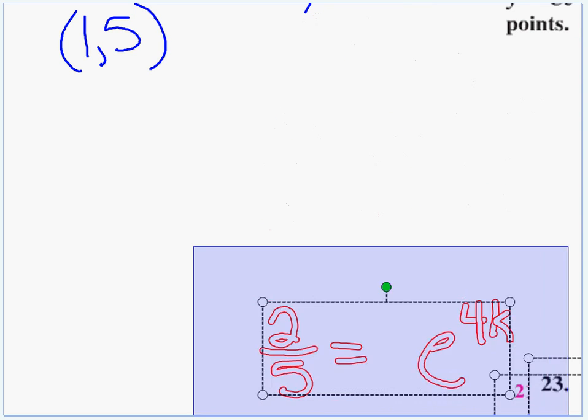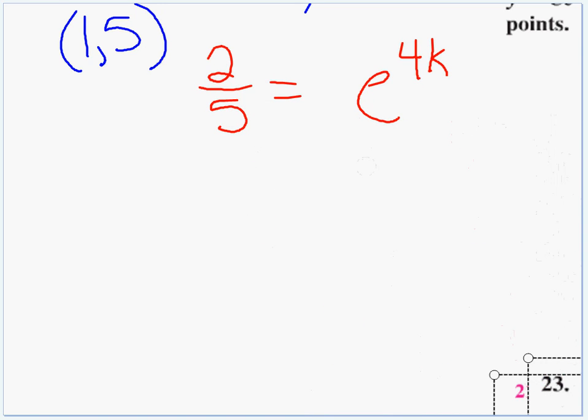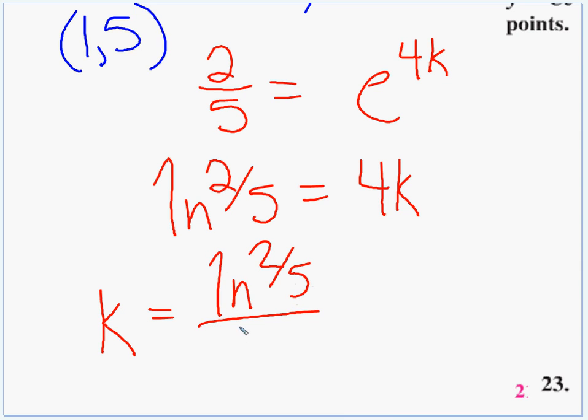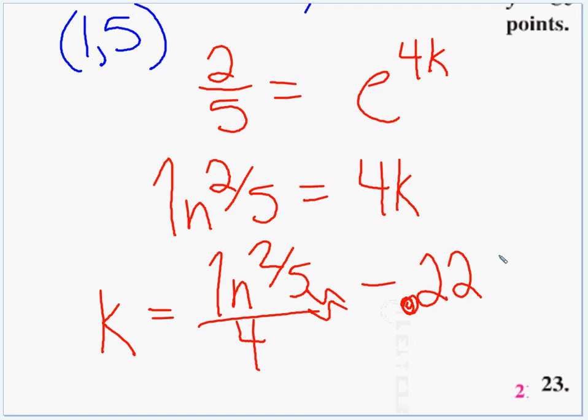Of course, next step is going to be to natural log both sides. So the natural log of 2/5 equals 4k, and divide by 4. k equals natural log of 2/5 divided by 4. And let's get that as a decimal. Approximately negative 0.2291. So we've got our k value, and now we'll go back and solve for c.